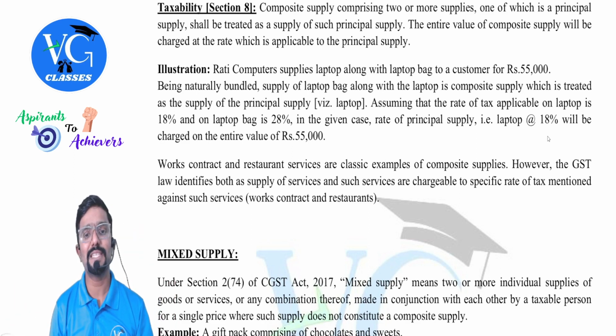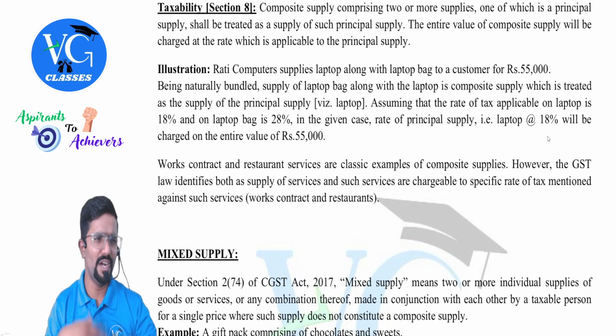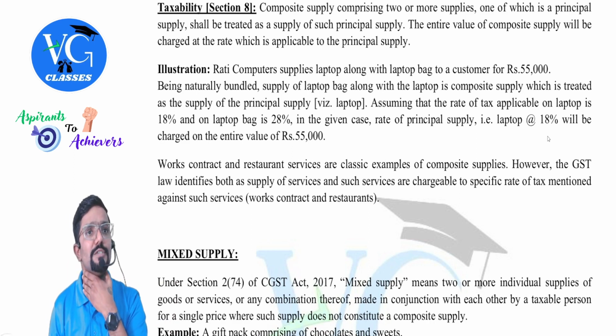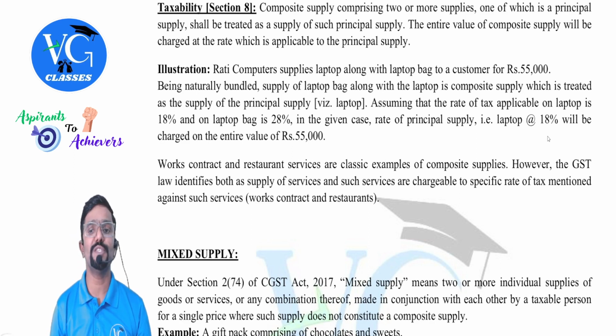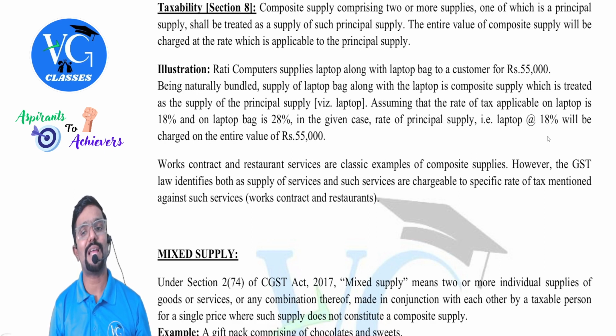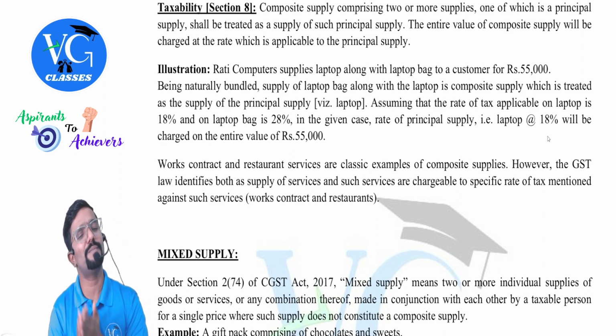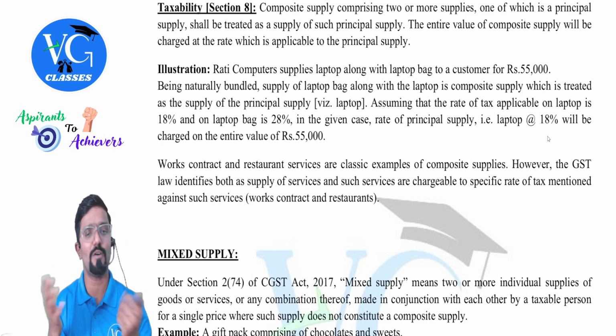Let us have clarity then and there only. Number of examples and illustrations I have given. Rathi Computers supplies a laptop along with a laptop bag and even a charger, you assume, to a customer for 55,000. Is it naturally bundled, people? Yes. Being naturally bundled, supply of laptop bag along with laptop is a composite supply, which is treated as supply of the principal supply, that is laptop. Assuming the rate of tax applicable on laptop is 18% and on laptop bag is 28%. As on today, actually 28% is not relevant, but still I have given it as an example.